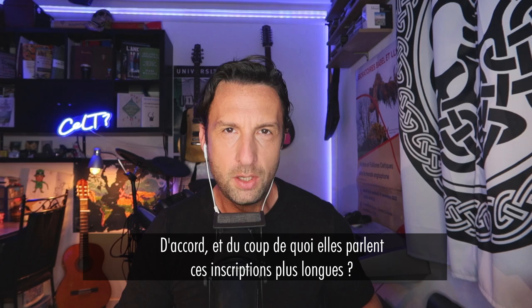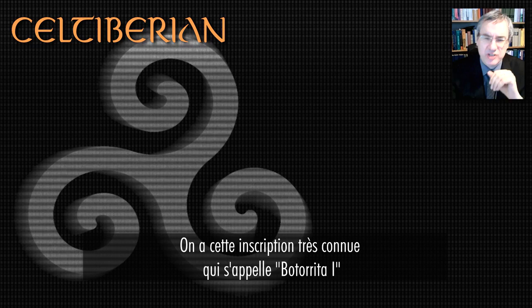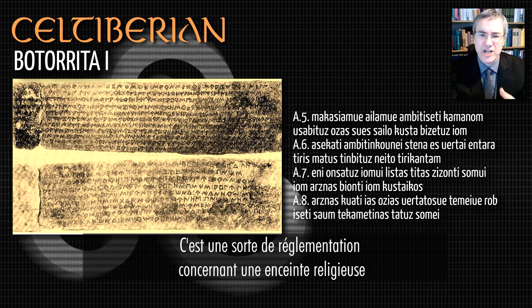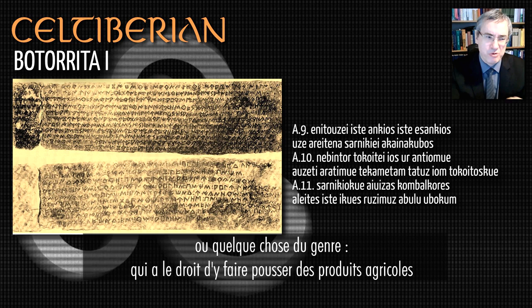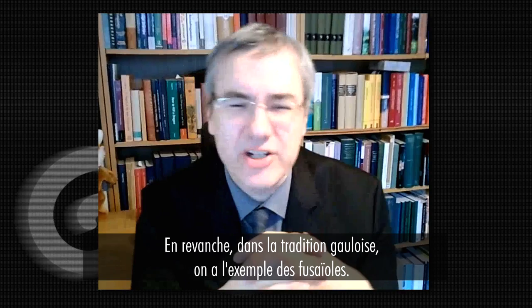Well, again, it kind of depends on where you find them. For instance, in Celtiberian, we have a couple of those longer inscriptions, and these tend to be more of a legal nature. So there's this one very famous inscription, Botorrita 1, it's called, of more than 50 words, I think. We don't understand all of it. That's the nature of working with languages like this. It's some kind of legal regulation regarding the use of a religious precinct or something like that. Who's allowed to grow agricultural products there or cut down wood or use water or something along those lines.